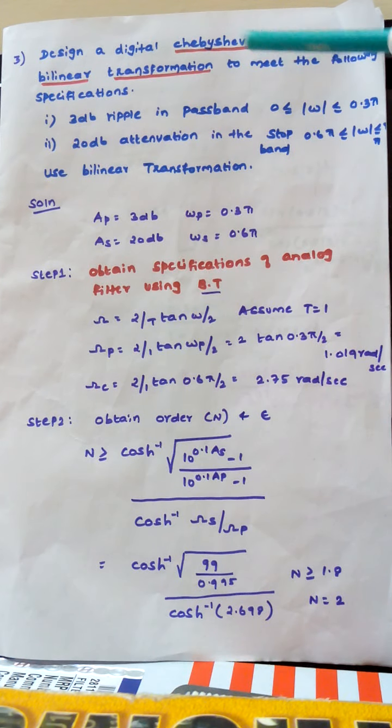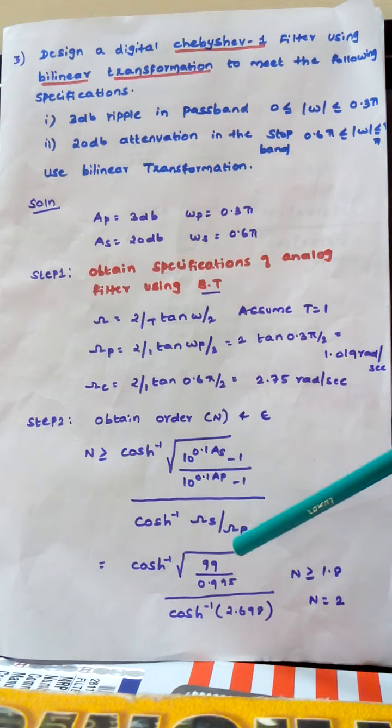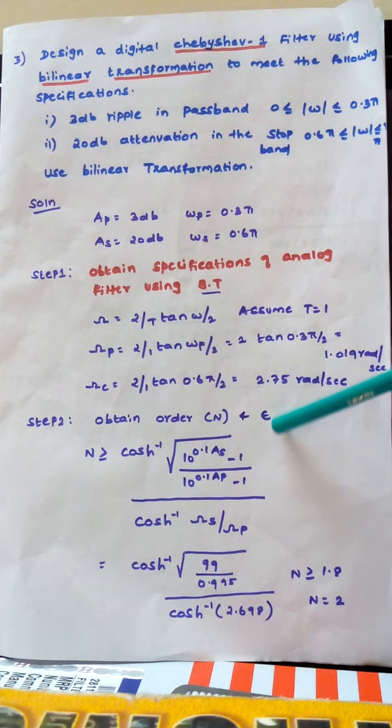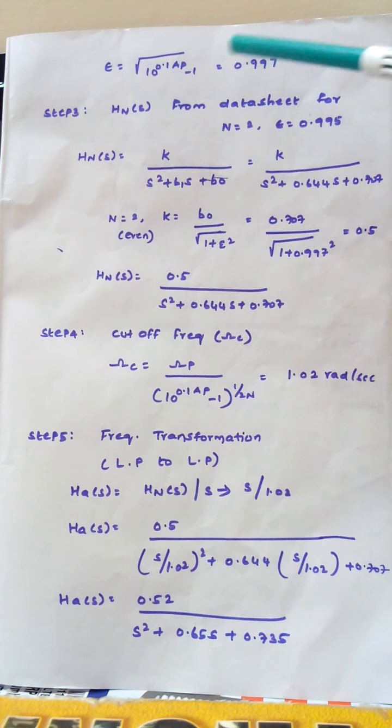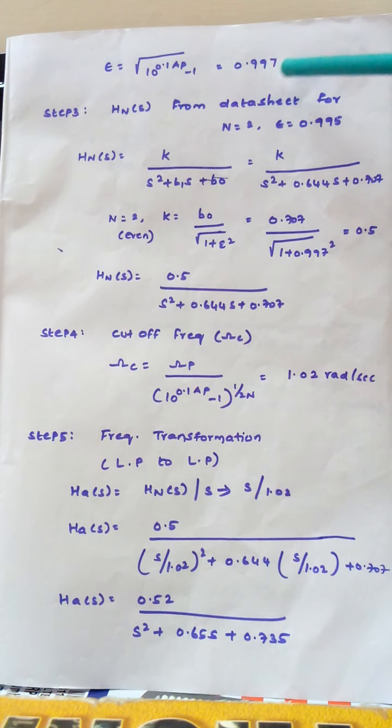Now here it is a Chebyshev filter, so we know the formula. This is the formula for finding the order n. Substitute AS, AP, omega S, omega P. We are getting n equal to 1.8, so n is equal to 2. And for the Chebyshev filter, we also have to find epsilon, that is the ripple factor. The ripple factor is root of 10 to the power of 0.1 AP minus 1, which is 0.997.